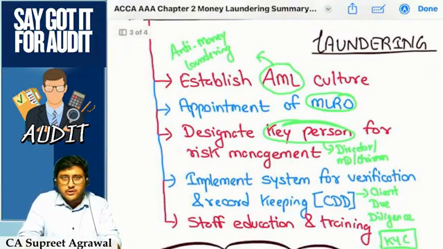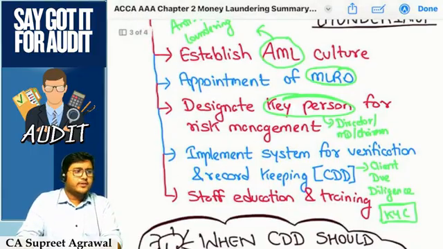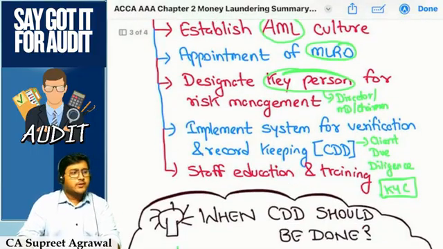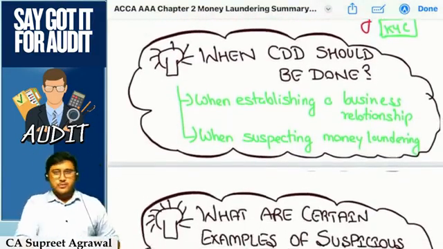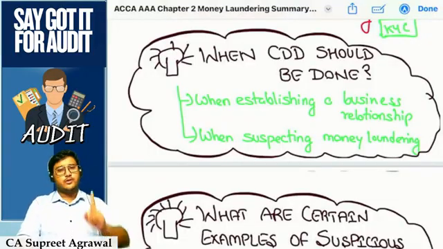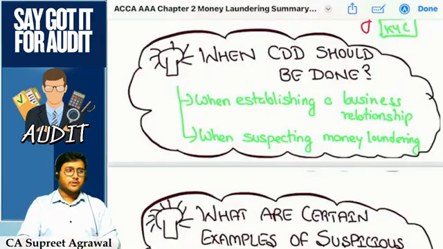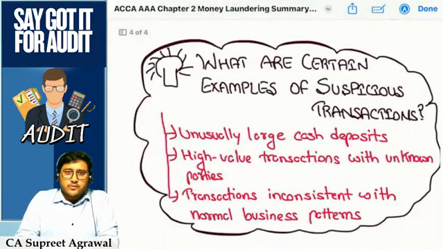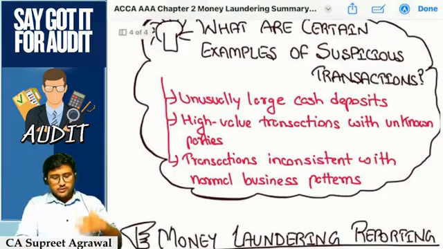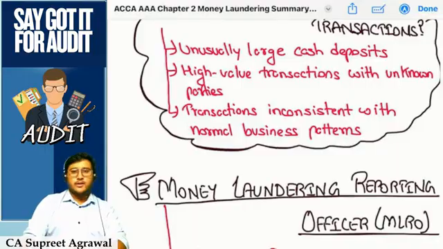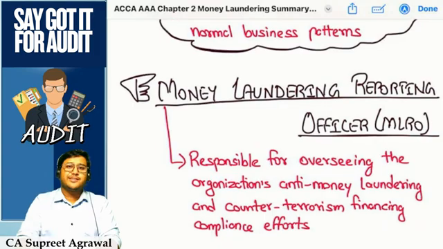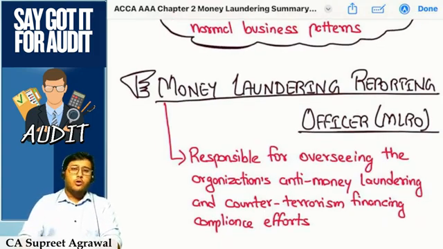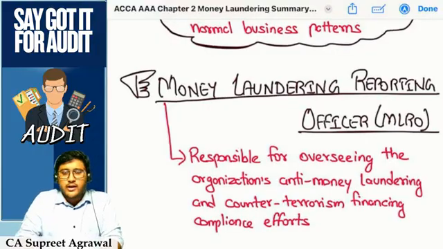Then we discussed how to prevent money laundering: establishing the AML culture, appointment of MLRO, designating a key person for risk management, implementing a system for verification and record keeping, and staff education and training. Then we discussed when CDD, when KYC, when client due diligence should be done: at the start of the relationship, plus every time there's a suspicious transaction. Then examples of suspicious transactions: unusually large cash deposits, high value transactions, and transactions inconsistent with normal business patterns. And finally, we discussed the Money Laundering Reporting Officer, who is the responsible party to take care of all the compliance efforts related to money laundering activities, or anti-money laundering activities. That should be the right word.